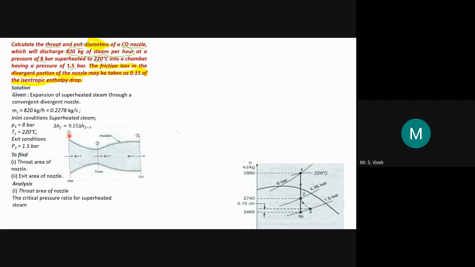Since it is superheated steam, I'm going to make use of a pressure ratio. P2 by P1 is equal to 0.546. As a first step, I'm going to find out the P2 value. So I'm going to bring P1 to the right hand side. So P2 is equal to 0.546 times P1. I'm going to substitute P1 from here in this step. So P1 is equal to 8 bar. So you will get 4.36 bar. This is the P2 value. Okay.